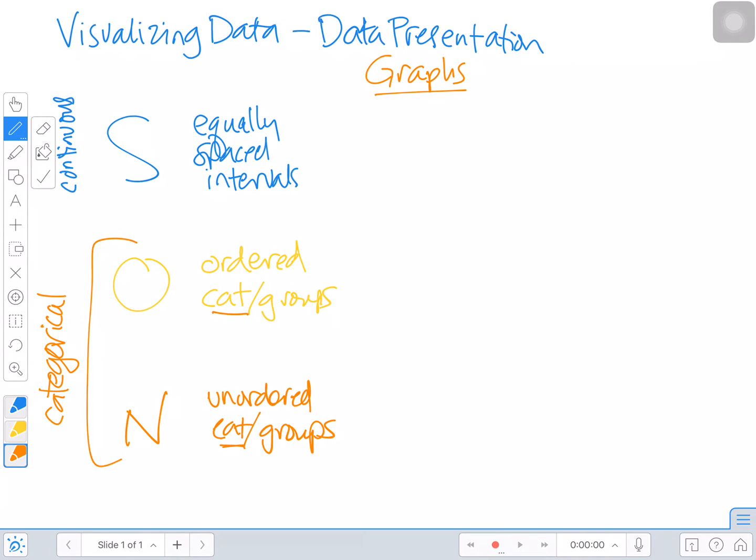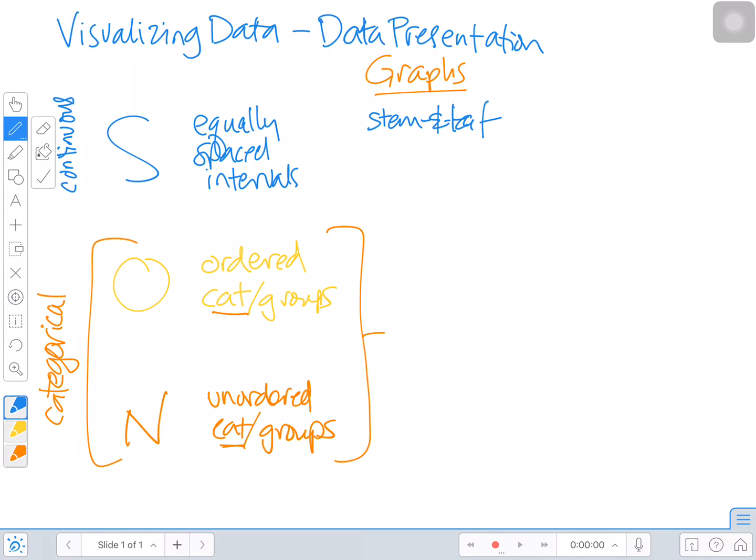The categorical variables actually use the same kind of graph, so we'll just put them all together. But let's start with our scale variables. You may have learned that the stem and leaf plot is a good way of visualizing or presenting our data on scale variables. And scale variables are things like age in years, height in inches, blood pressure in millimeters of mercury.